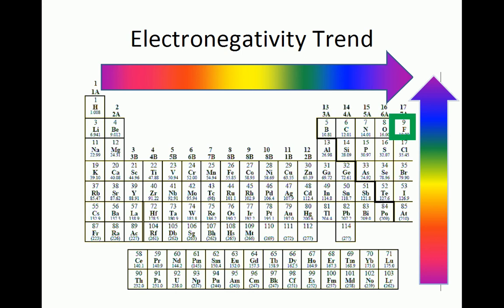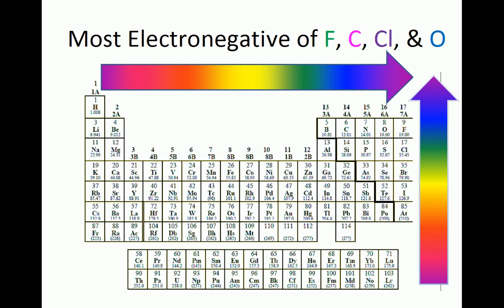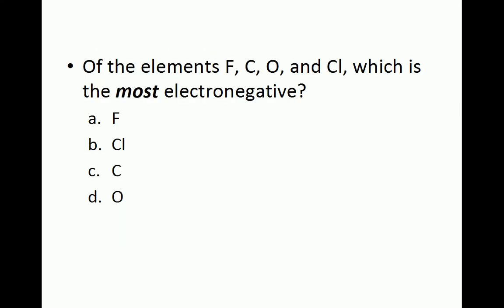Now let's find fluorine, chlorine, carbon, and oxygen in the periodic table. We have already determined that fluorine is the most electronegative atom on the entire periodic table. Therefore, the correct answer is choice A.